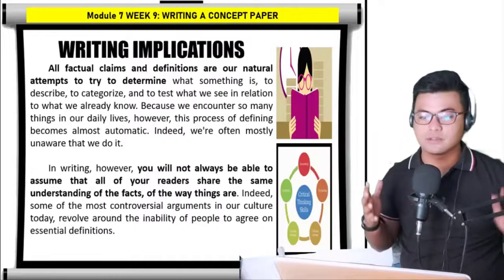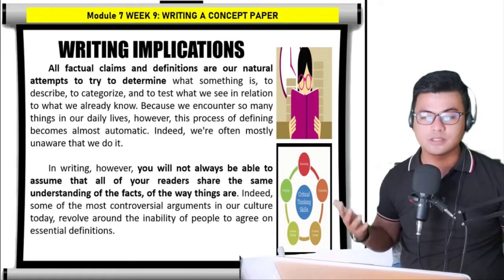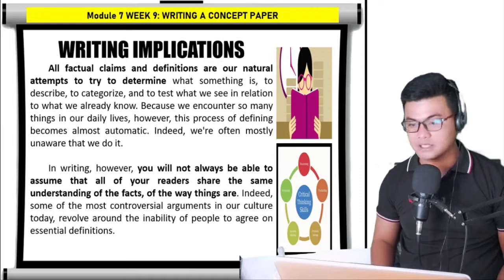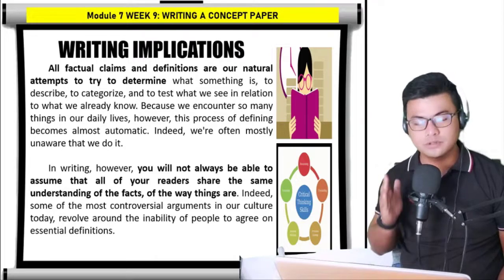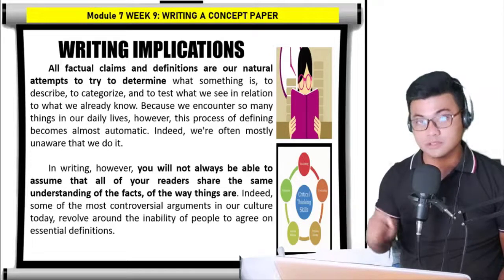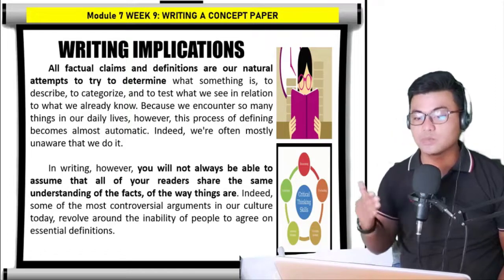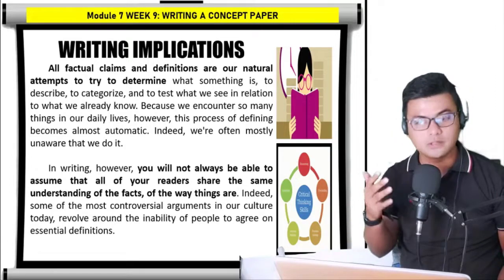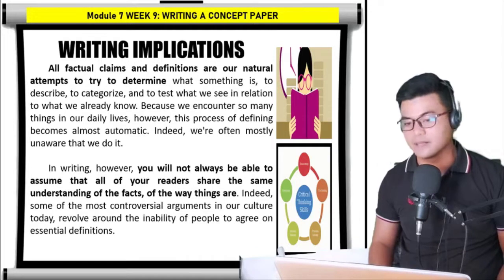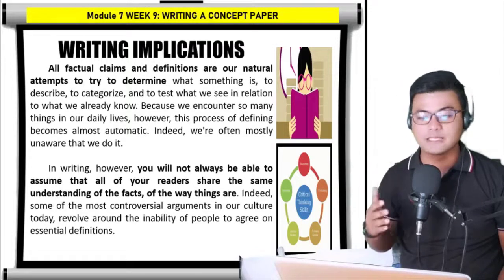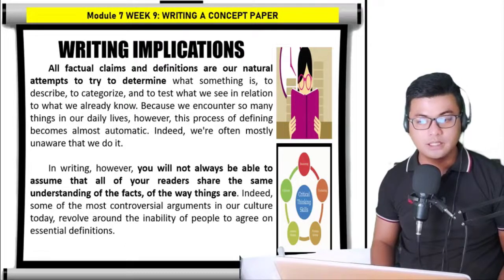So, what is the writing implications of concept paper? Number 1, all factual claims and definitions are our natural attempts to try to determine what something is, to describe, to categorize, and to test what we see in relation to what we already know, because we encounter so many things in our daily lives. However, this process of defining becomes almost automatic. Indeed, we're often mostly unaware that we do it.